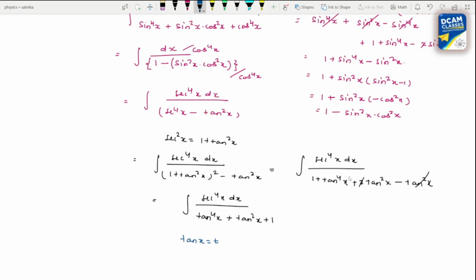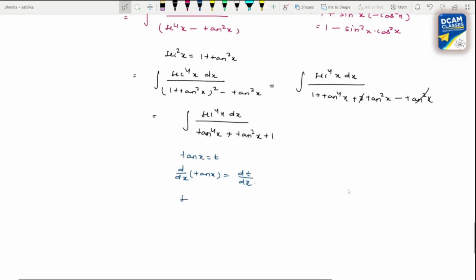Once you have taken tan x is equal to t, if you differentiate on both sides, you will get d by dx of tan x will be equal to dt by dx. So d by dx of tan x is what? Secant square x. So secant square x will be equal to dt by dx. So it means secant square x dx you can write as dt.